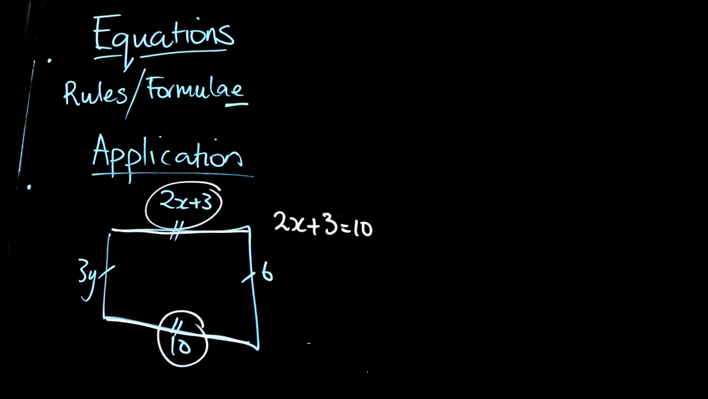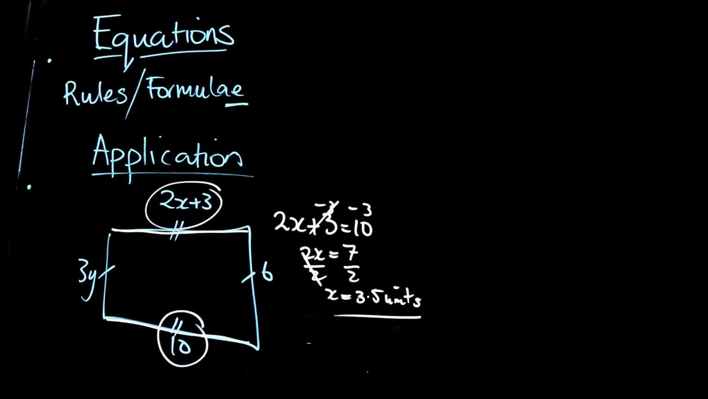So what have I got? Let's subtract 3 from both sides, and we've got 2x equals 7, and so the length of x, if we divide by 2, must be, let's say, 3.5 units in length. Okay, so does that make sense? 2 times 3.5 is 7, plus 3 is equal to 10.